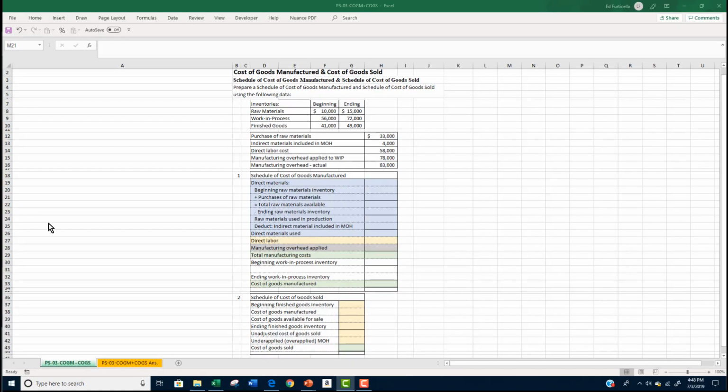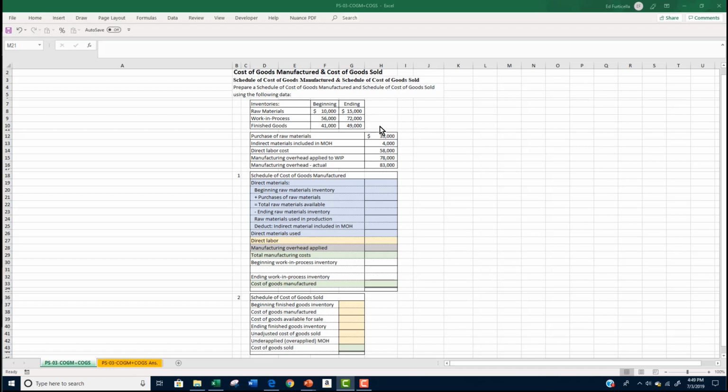Okay, let's look at a drill. This drill asks us to prepare a schedule of cost of goods manufactured and a schedule of cost of goods sold. These types of problems always are going to provide you information on inventories. So you see, you have the raw materials, work in process, and finished goods inventory. You have beginning balances and ending balances. You'll always need this information to prepare a cost of goods manufactured as well as the cost of goods sold.